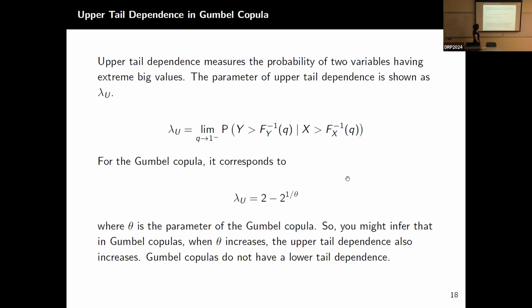So for the Gumbel copula, what we will use is the result of this equation. So lambda u will be this one, and this theta is the parameter of the Gumbel copula. Gumbel copulas do not have a lower tail dependence.